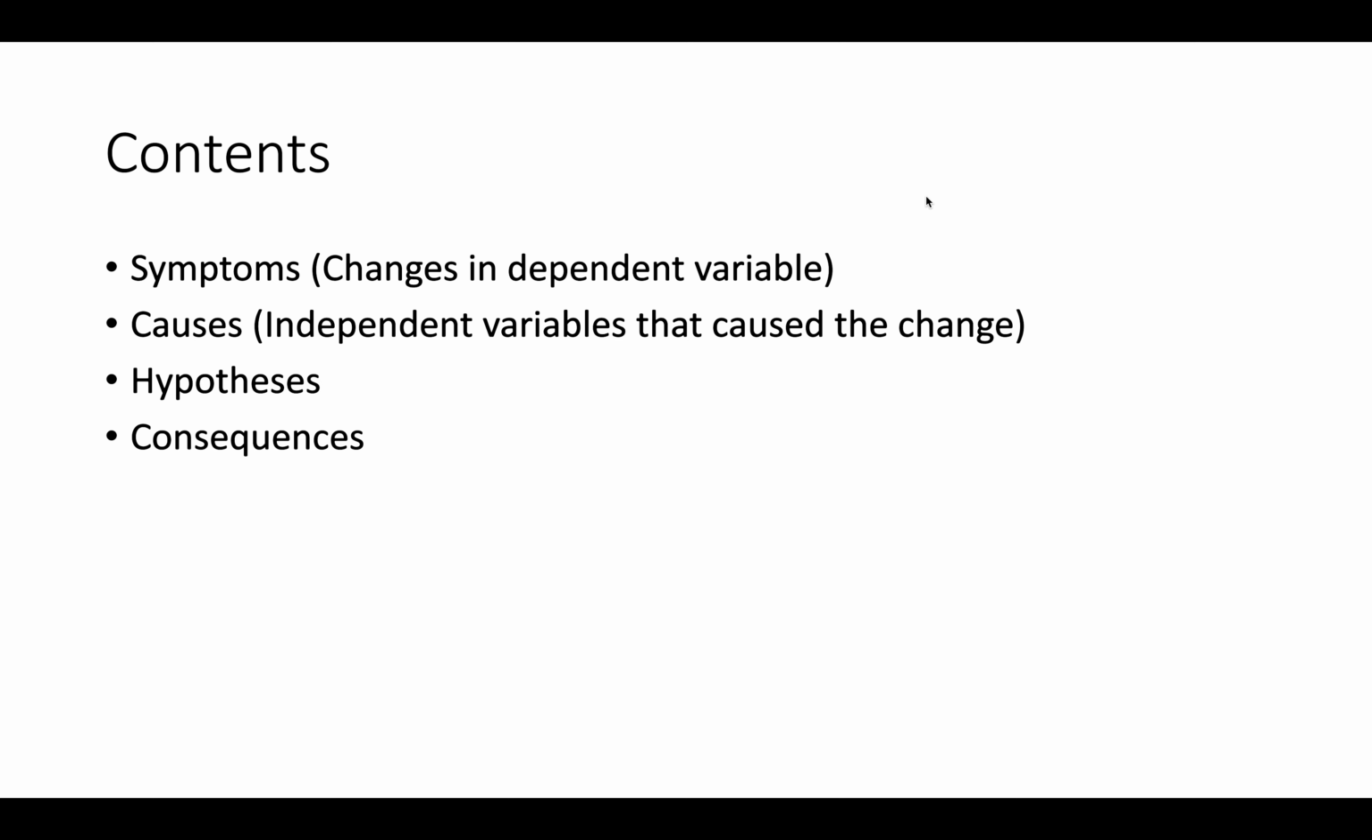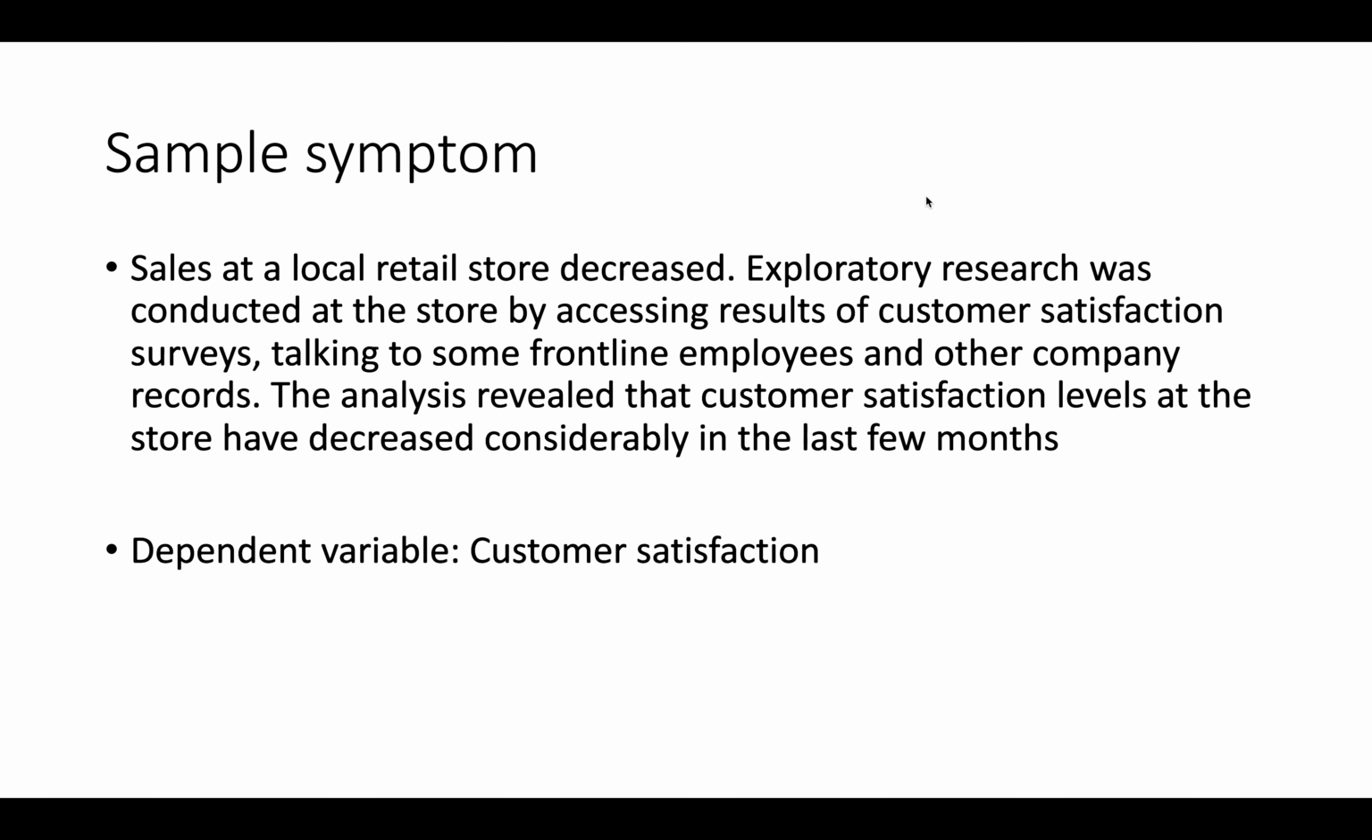So we have the symptoms. We list the symptoms in the problem definition statement. And in the next section, we list the causes. What causes the change in the dependent variable? For example, what can influence customer purchase intentions? And third one is the hypothesis section, or this is the speculation, our assumptions about the relationship between causes and symptoms. And finally, the consequences. What are the consequences or the decisions that we need to take?